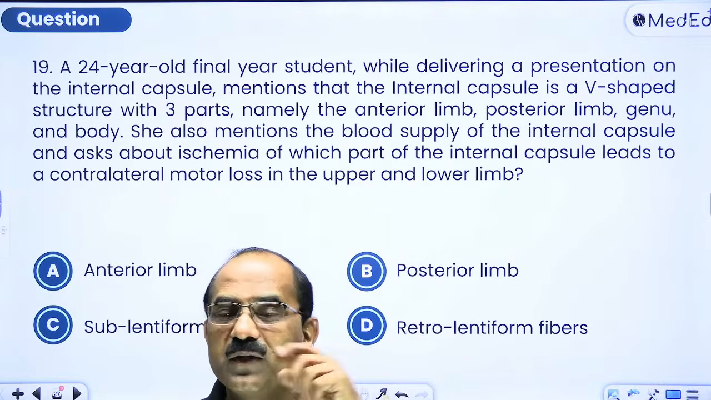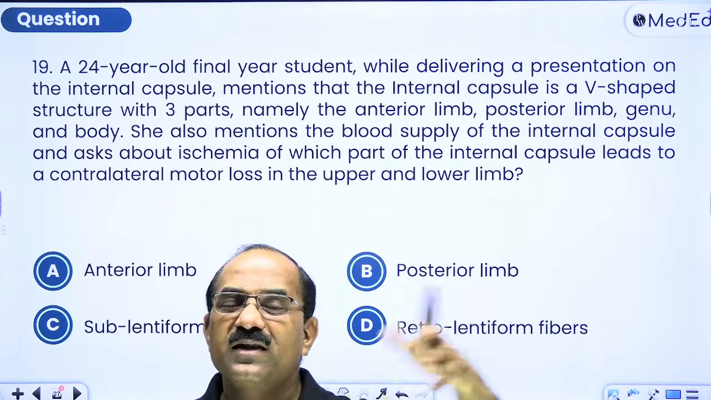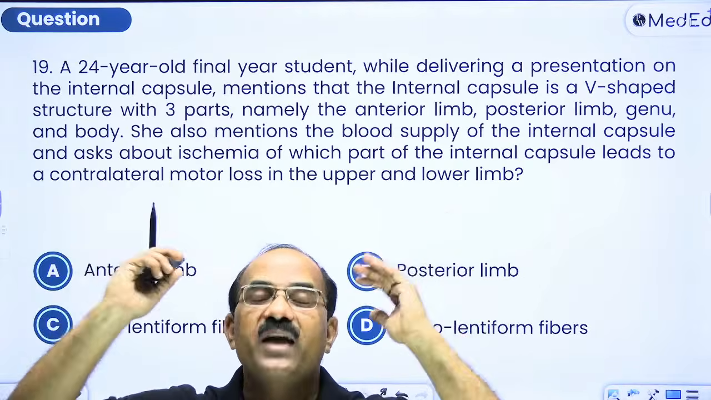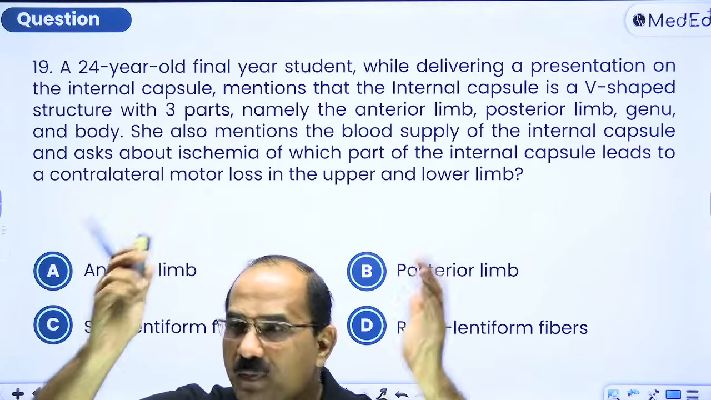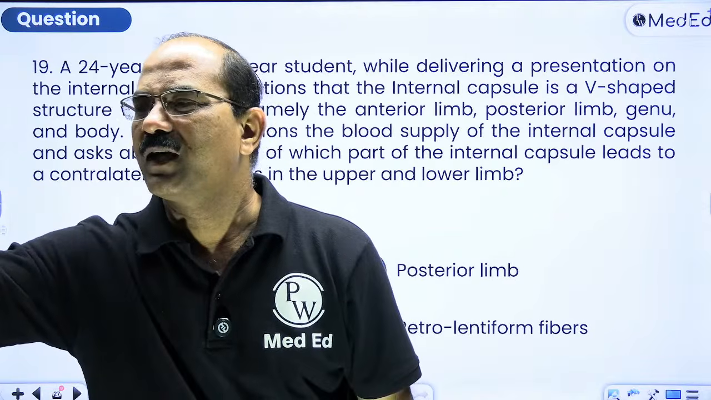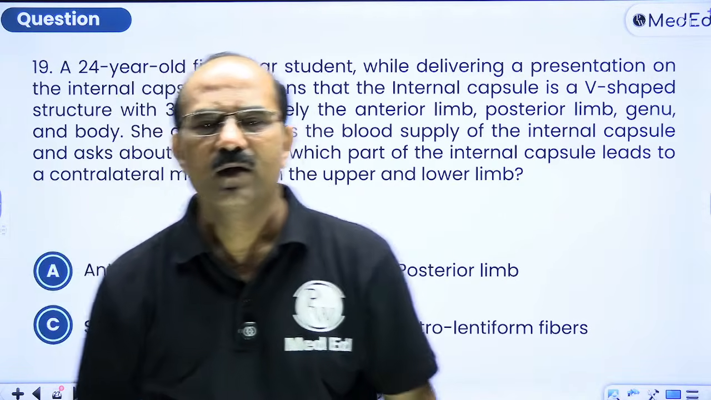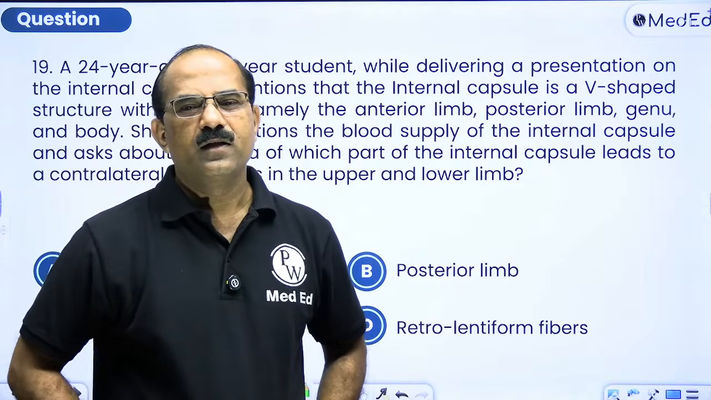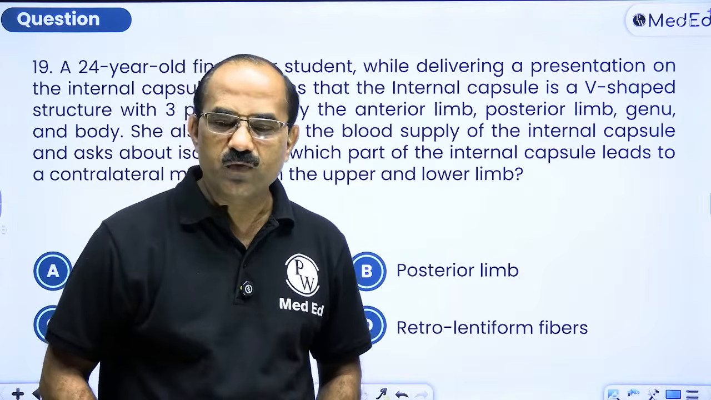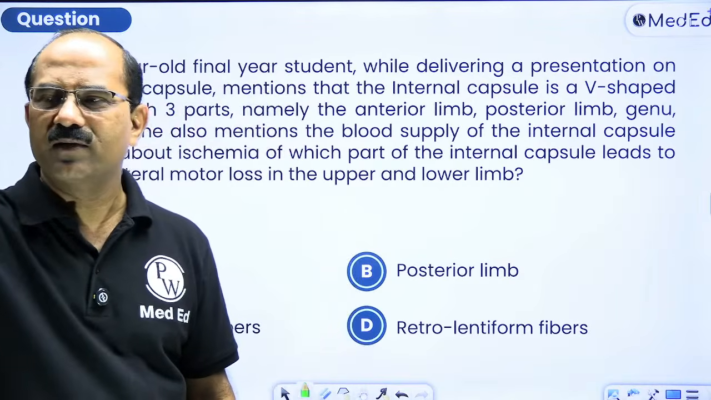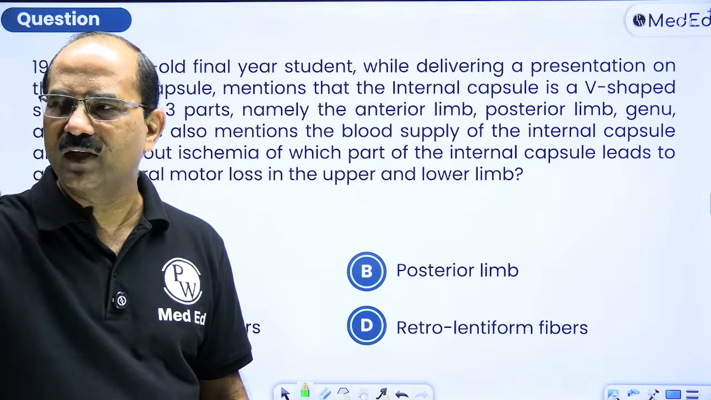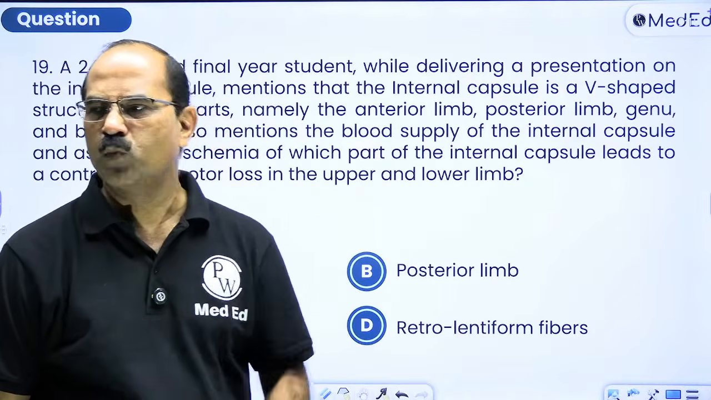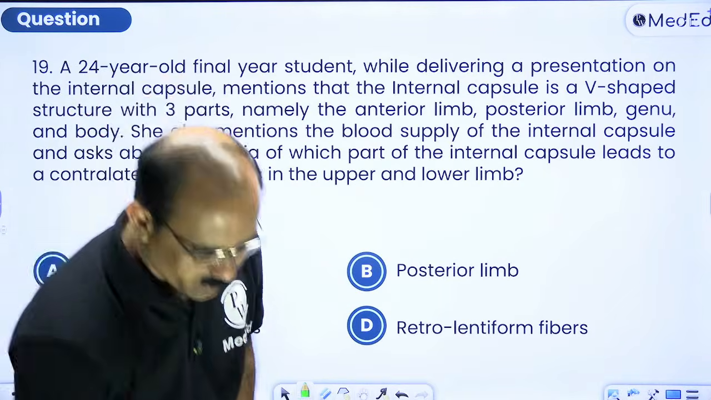Meaning, which are the fibers which will cause this? These are the corticospinal fibers. So what does this MCQ want to ask? What is being asked? Can anyone tell me what is being asked? Corticospinal fibers pass through which limb of the internal capsule? This is what is being asked. Anyone?